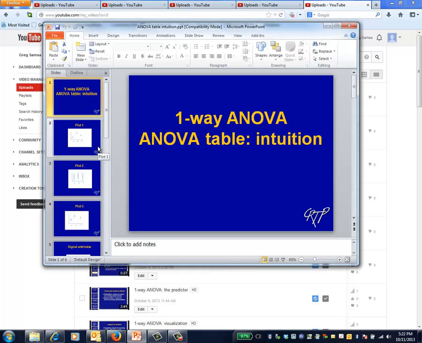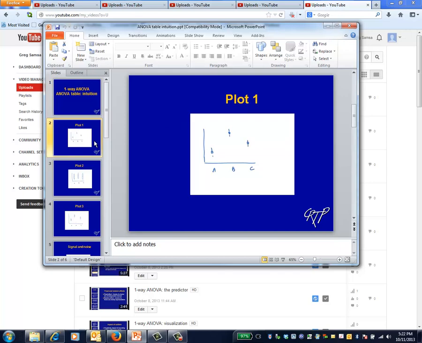This is the one-way ANOVA video on the intuition behind the ANOVA table. I'm going to show you three sets of box plots, each of which summarizes the outcomes for patients receiving one of three drugs. I think you'll agree that this plot indicates statistically significant differences between the three groups.